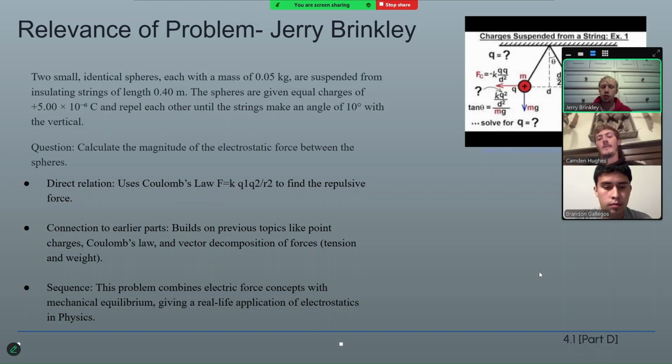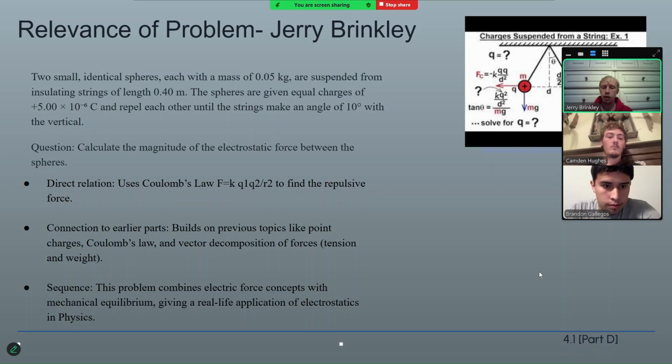So the relationship that the electron charge shares with this problem is that it uses Coulomb's law. The force is equal to the constant times Q1 times Q2 over r squared to find the repulsive force.